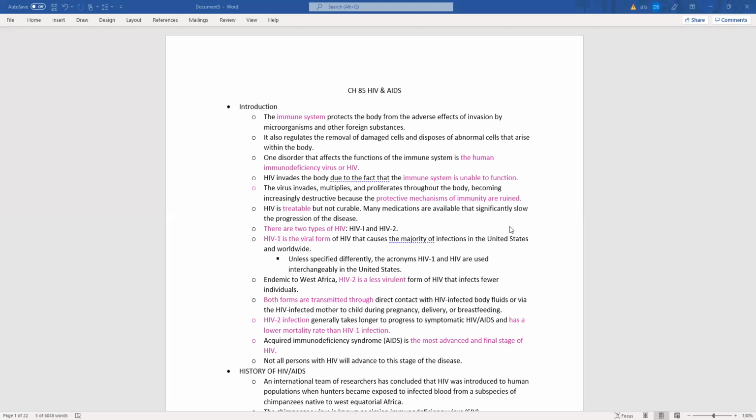And AIDS is the most advanced and final stage of HIV. So when HIV 1 turns into AIDS, you know it's bad. It is the most advanced and final stage of HIV, and there's no telling how long they live after that. Everybody is different. Not all persons with HIV will get to the advanced stage. With medical treatment and doing what they're supposed to do, they probably will never see AIDS.